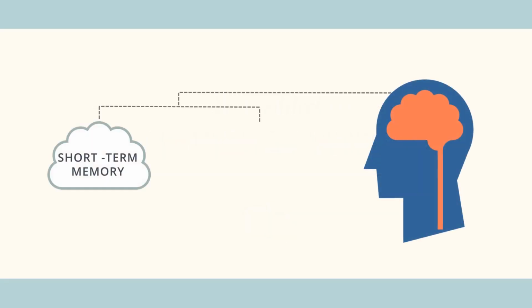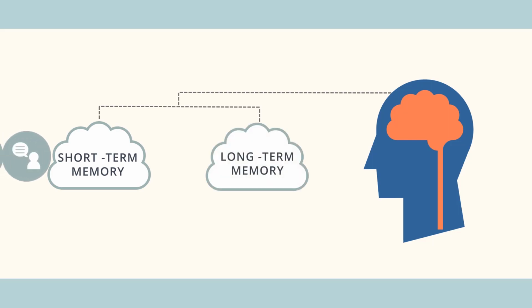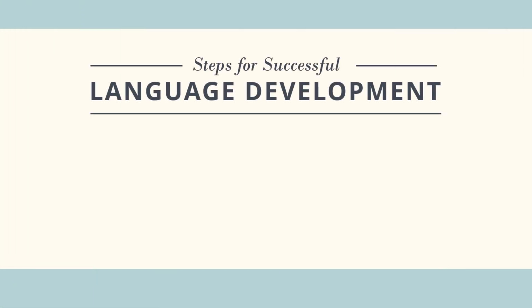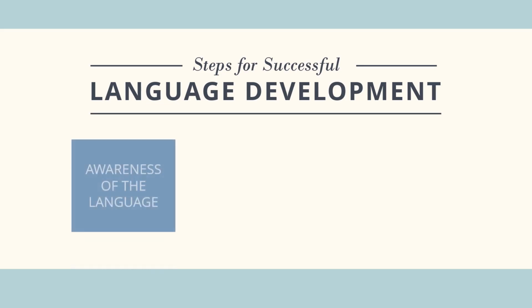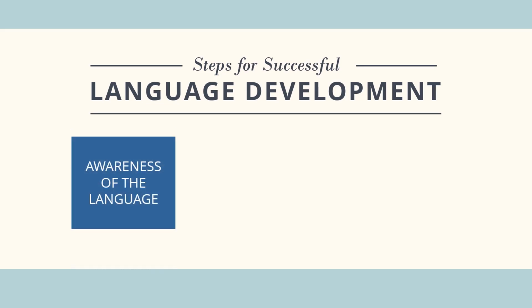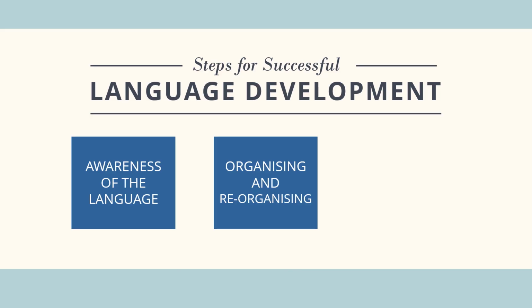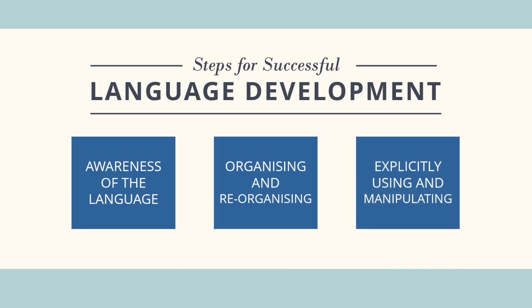Research suggests that in order for new language and knowledge to move from the short-term to the long-term memory, the brain needs to process the information. The deeper the processing, the more durable the memory. Empirical studies in second language learning have shown that the following steps are all important for successful language development. Awareness of the language to be learned, such as new vocabulary, organising and reorganising new language, and explicitly using and manipulating new language to reactivate memories.